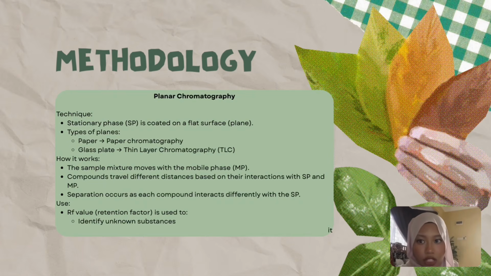How it works: the sample mixture moves with the mobile phase, and the compounds travel different distances based on their interaction with SP and MP, which is the stationary phase and mobile phase. Separation occurs as each component interacts differently with the stationary phase. How can we use this? The Rf value, or retention factor, is used to identify unknown substances.